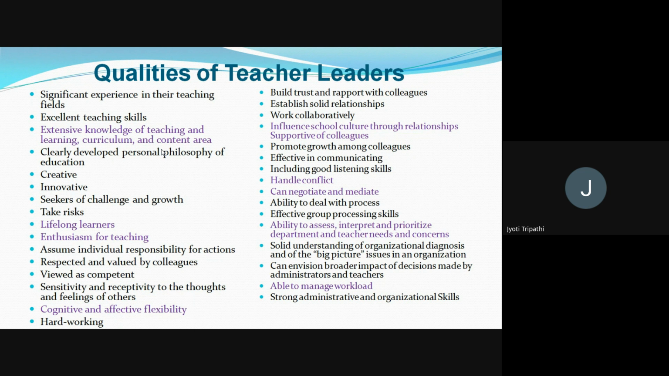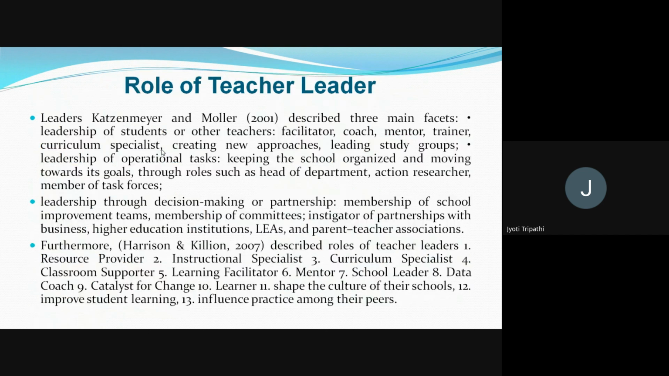This is number one, this is number two, this is number three. So they should also know this. They should be able to manage workload, as I have already mentioned, that pressure handling is required for them. Now, the role of teacher leader.